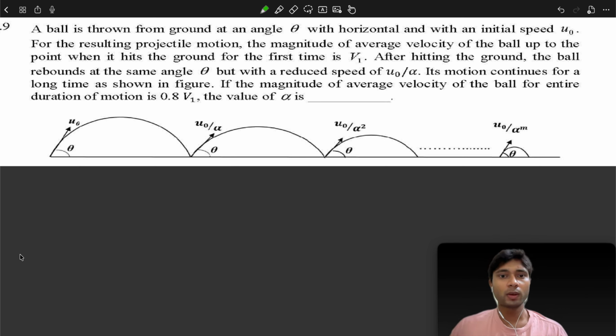Hello everyone, welcome back to the series where we are solving the past 20 years of JEE Advanced questions. This question was asked in 2019 and this was numerical based. So let's go through the question.